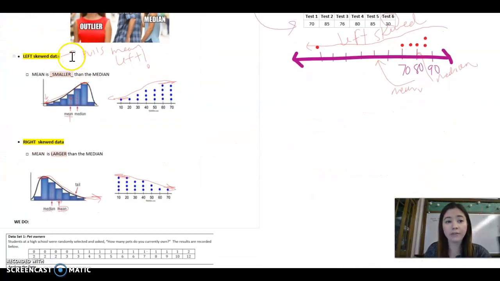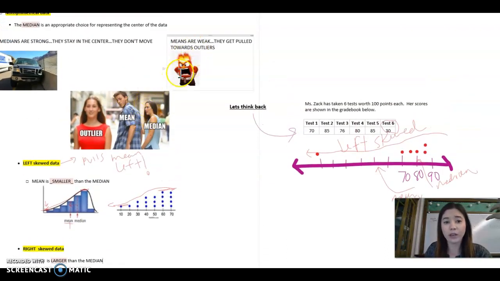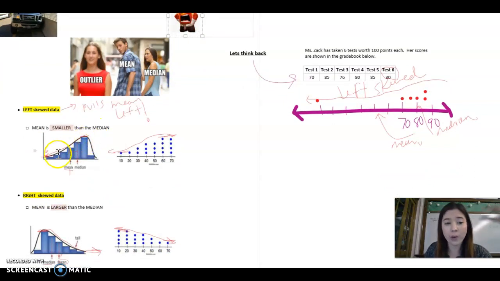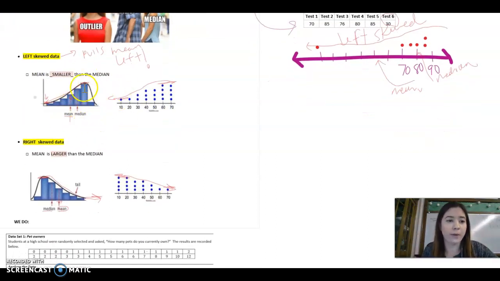Now again, left skewed data, so when we have that tail pointing to the left, it's going to drag my mean to the left. It's really important here to remember that the mean is weak. The mean is weak, so it's going to get pulled. The median is going to be strong and stay there. And so when we have that mean being pulled to the left, it becomes smaller.